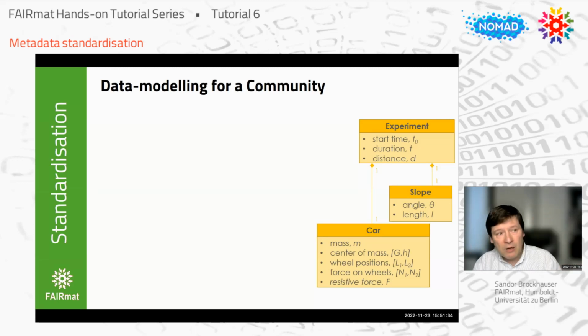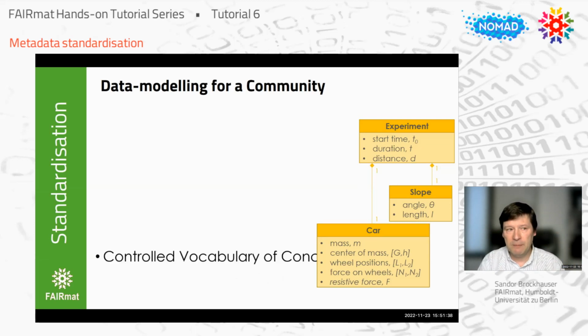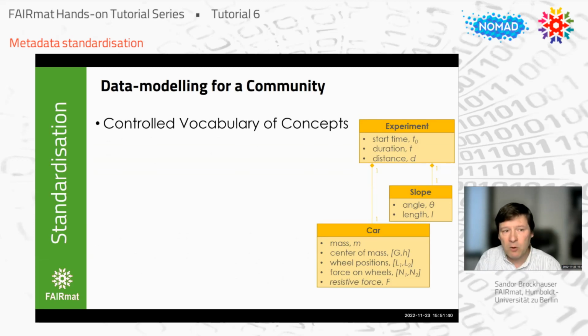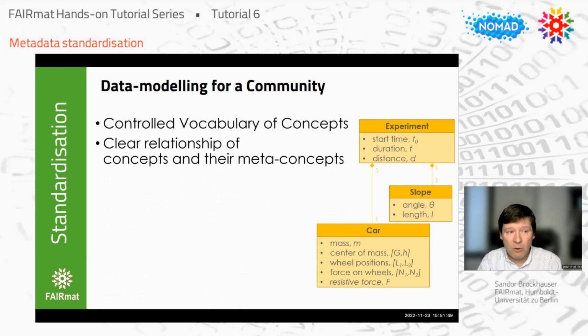So we are doing the data modeling for a community, together with the community. That means that we have to have a controlled vocabulary of concepts where we understand what we mean by these concepts, these experiment parameters. We have to have clear relationships between these concepts and the meta concepts that we are describing, which is building up this parameterized story.